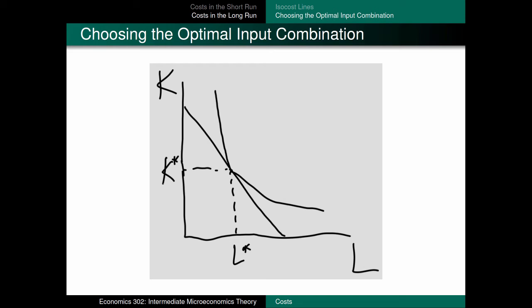Graphically, we find that the optimal amount of capital, K star, and the optimal amount of labor, L star, occurs where the isoquant is tangent to the isocost line. At this point, the slope of the isoquant, which we called the marginal rate of technical substitution in the previous chapter, is equal to the slope of the isocost line, which we calculated a couple slides ago to be negative W over R. Notice that negative W over R is the negative value of the ratio of the cost of labor to the cost of capital.